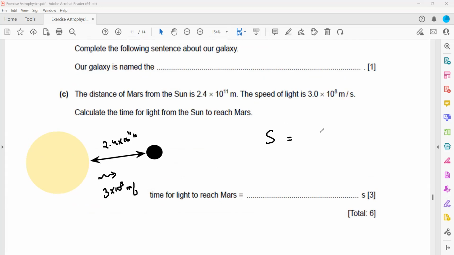So we have the formula: speed is distance over time. If we need the time, then time is distance divided by speed. So distance is 2.4 into 10 to the power 11 and the speed is 3 into 10 to the power 8. We divide, and we get how much time the light will take to reach Mars. Earth is about 8 minutes, Mars is about 800 seconds.